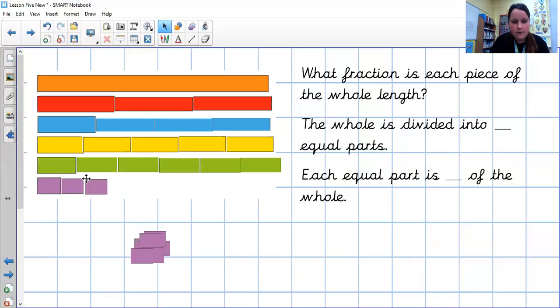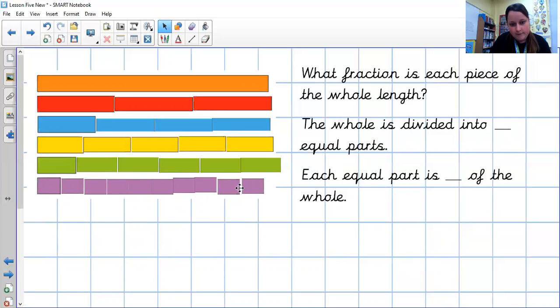1, 2, 3, 4, 5, 6, 7, 8, 9, 10. So I need to move those along a little bit. So the whole has been divided into 10 equal parts, and each equal part is 1/10 of the whole.